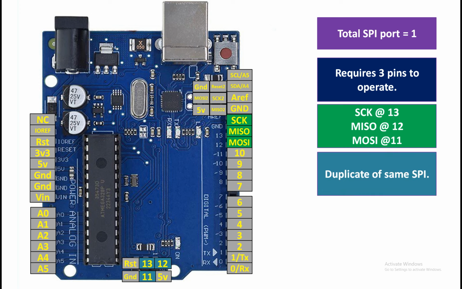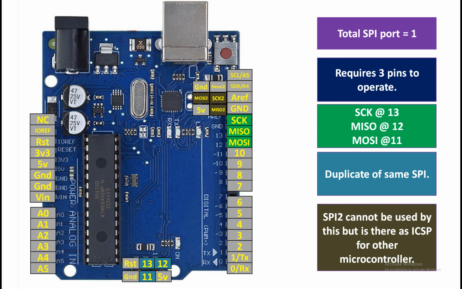Now guys, you have a duplicate of the same port over here. These 6 pins here, 13, 12, 11, they are the same pins. 13 is SCK, 12 is MISO, 11 is MOSI. They are exactly the same, just a duplicate over here. So you can use these as well.